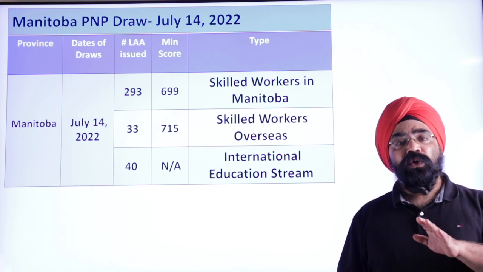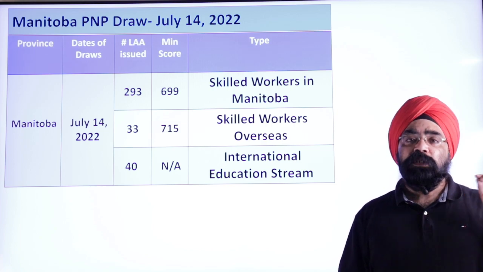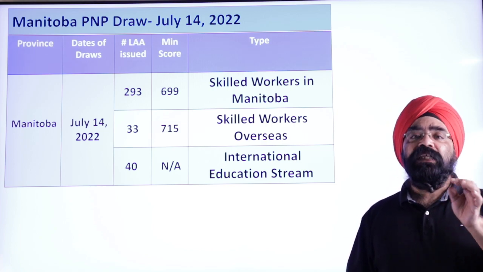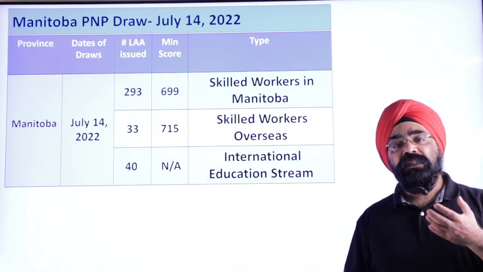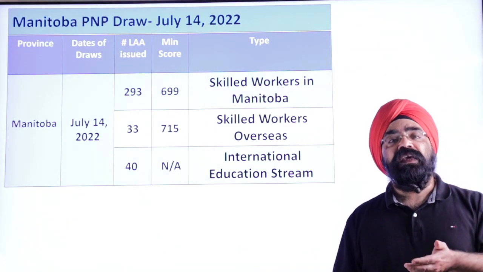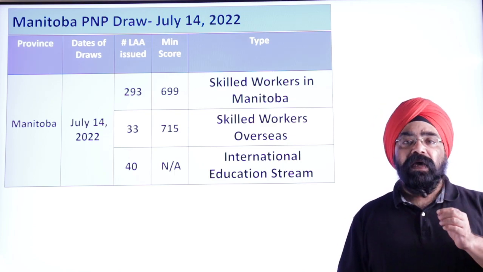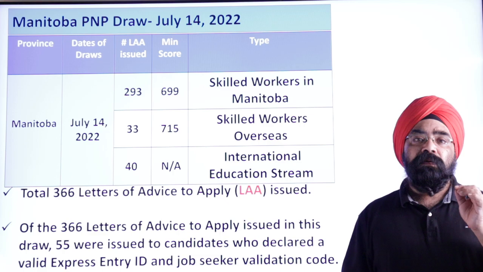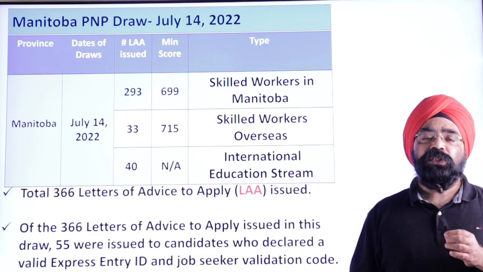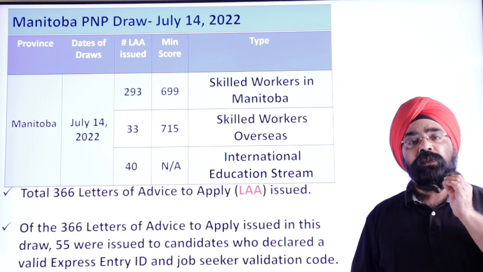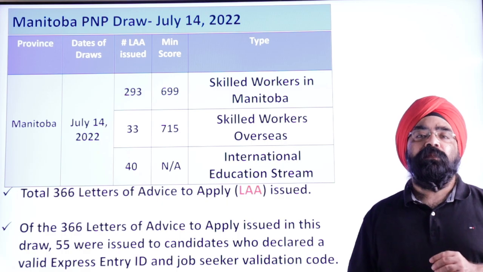It is free. You don't have to pay any cost. Although for an expression of interest, you have to pay the fee. Most of the PNP programs by province charge a fee for doing the expression of interest, whereas for the federal, there is no fee and it is free. So if you qualify, do make a profile.